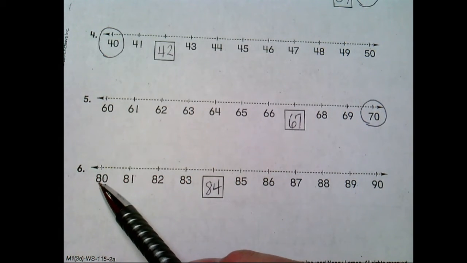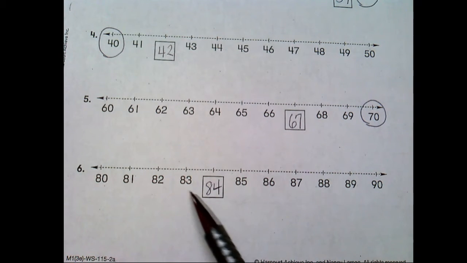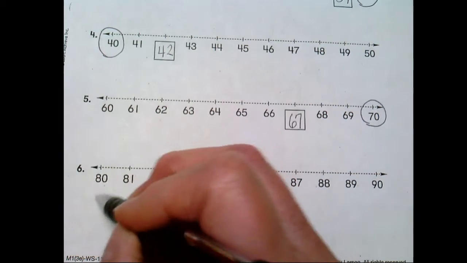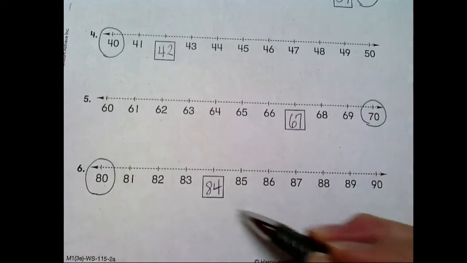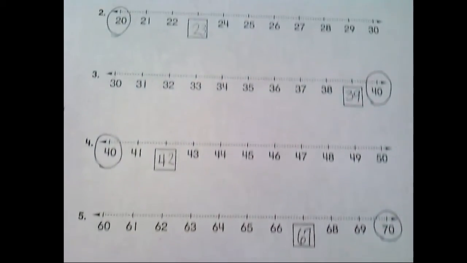84 falls between 80 and 90. What is it closest to? It is closest to 80. If I were to round 84 to the closest 10, I would round it to 80. All right, so that was your lesson today of rounding to the nearest 10.